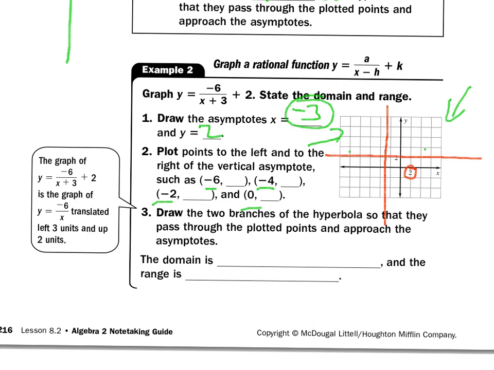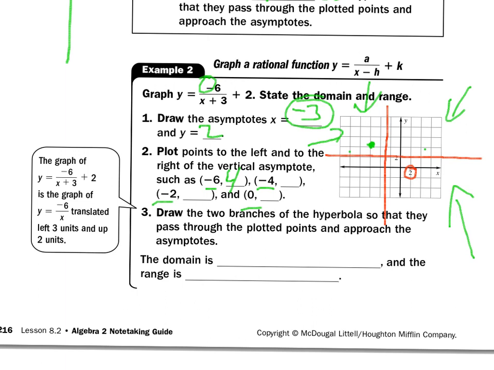All right. If I put a -6 in there, I get -6 plus 3 is -3. -6 divided by -3 is 2. 2 plus 2 is 4. So if I go over here, 2, 4, 6, and 4, I'm right about there. I have a point. So it looks like my branches are going to be in this sector. Well, because that leading coefficient was negative, that would make sense. Everything's going to flip upside down.